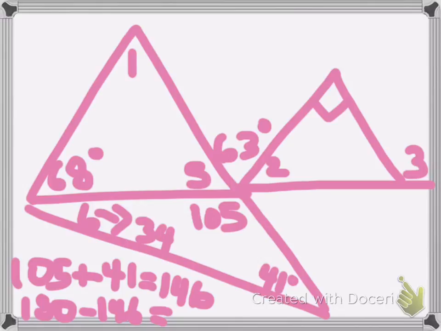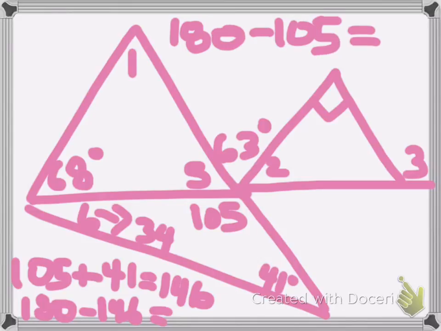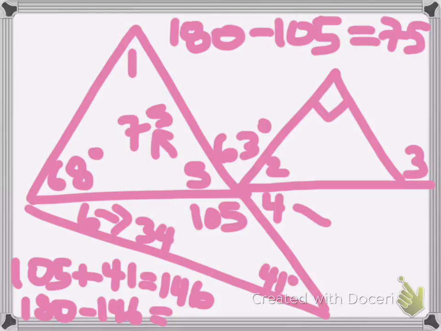Then I could do any of the next ones, really. I would maybe start with, you could do angle 5. That would work. And angle 5 and 105, they're supplementary. So that would again mean I'd do subtracting 180 minus 105. And that's going to give me angle 5. So that's 75. Oh, I forgot to label. This is angle 4. 5 and 4 are vertical angles, so that's also going to be 75.